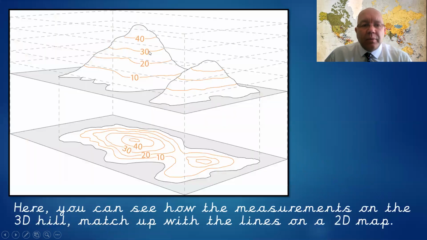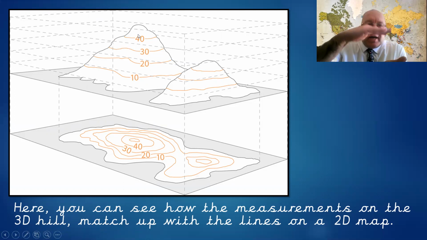Now, here we go. At the top, we've got a 3D picture of two hills. And you can see the lines are showing where everything is the same height. That line going around the top of the hill, everything there is 40 meters above sea level. Below it, this line here, going all the way around the back as well, everything's 30 meters, 20 meters, 10 meters. And then all of that is squished down to become a flat map.